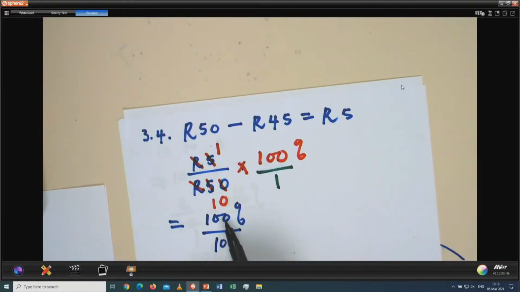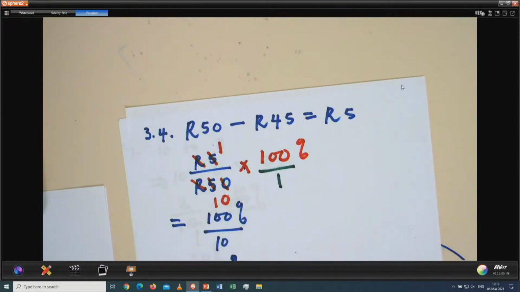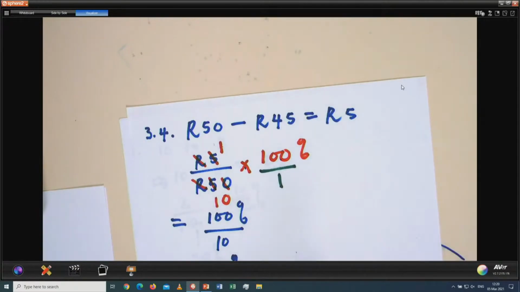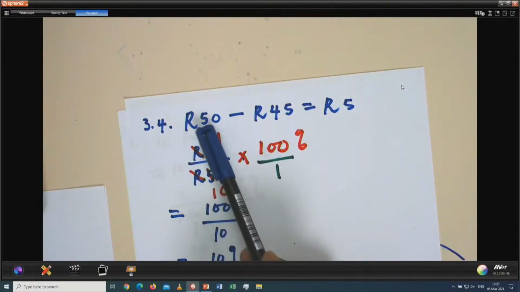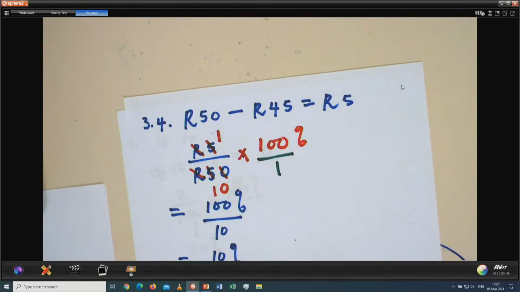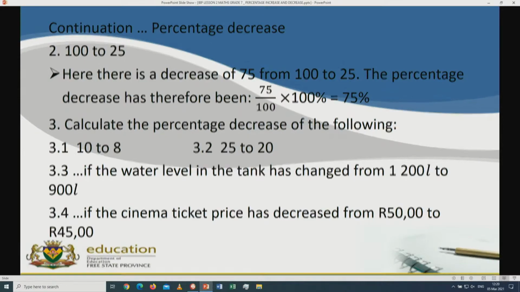Now I need to simplify this one further. You can say, how many tens are in 100? They are 10 tens in 100, and therefore the percentage sign. And therefore now we can say there was a 10% decrease from 50 Rand to 45 Rand, of which it is very, very true. 10% of 50 is 5 Rand. Therefore, this is how we can see whether we have calculated it correctly.